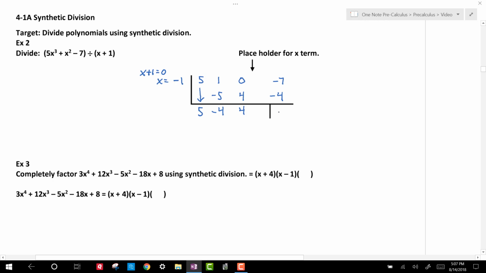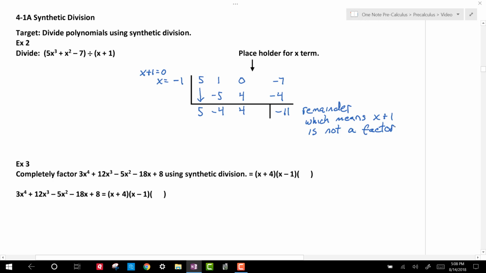I'm going to add down the column. And this time, I have a remainder of -11, which means x plus 1 is not a factor of the original polynomial.